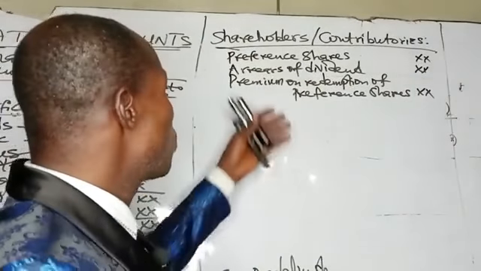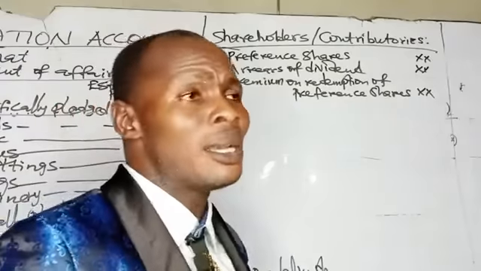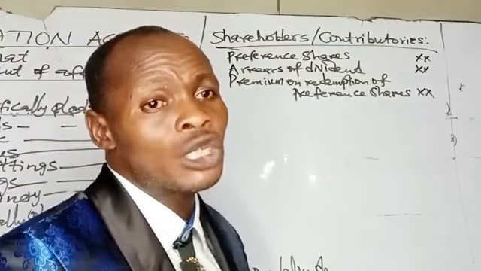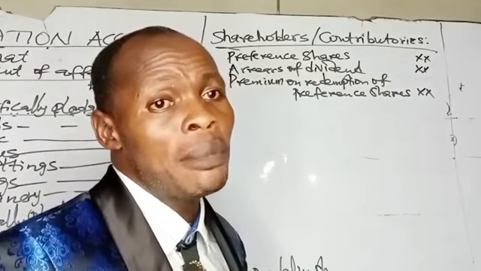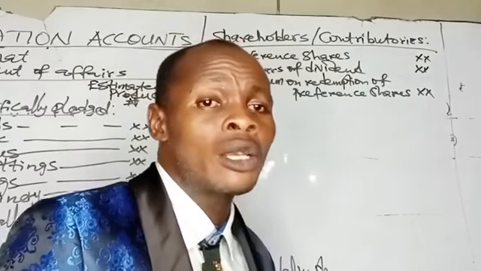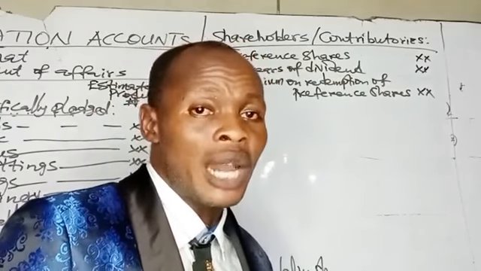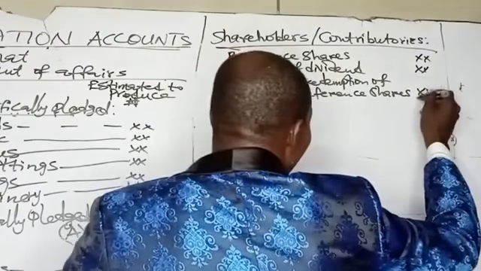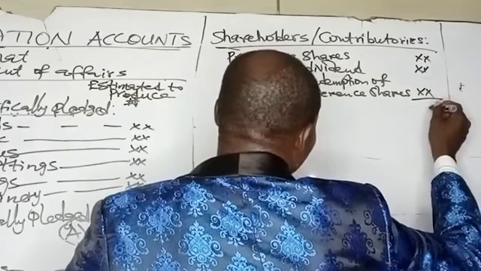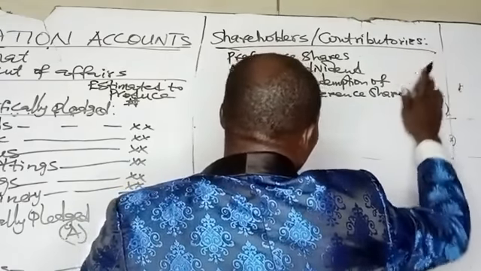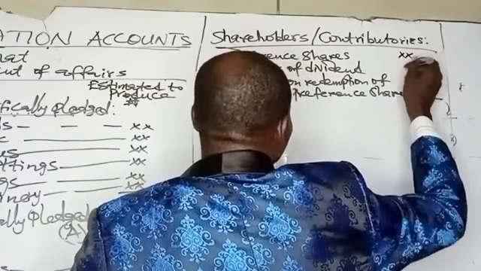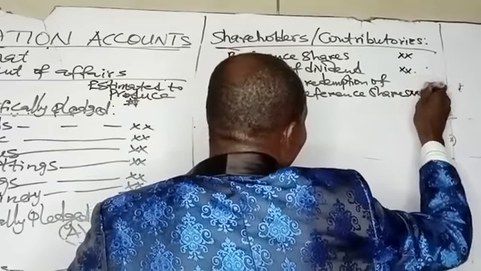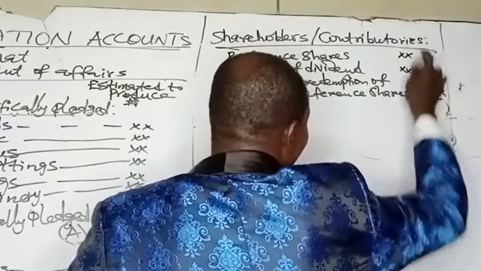This is where preference shares are to be ranked prior to ordinary shares. Remember, I've told you that where preference shares are to be ranked prior to ordinary shares, that means the claims of preference shares will be met before ordinary shareholders will be considered. Please take note of that. Now, after the settlement of preference shares, we have preference shares, arrears of dividends, and premium on redemption. So this is the total of the three items.